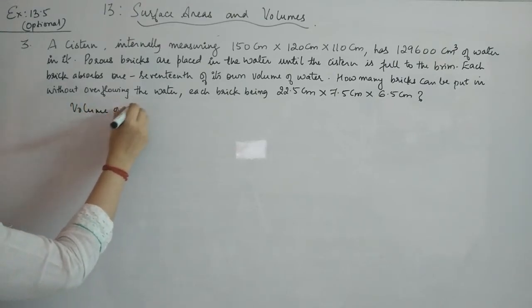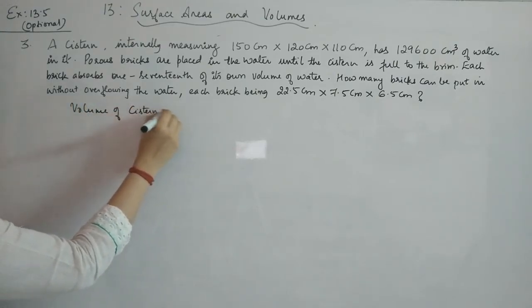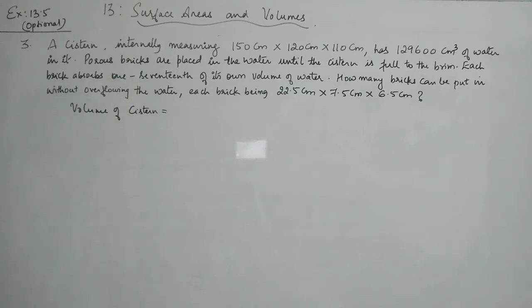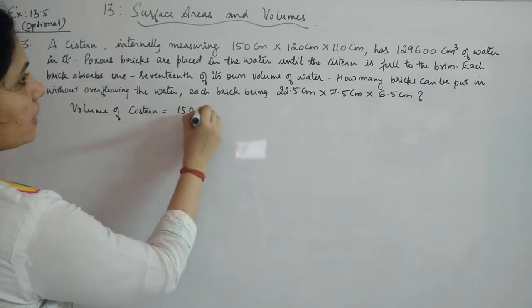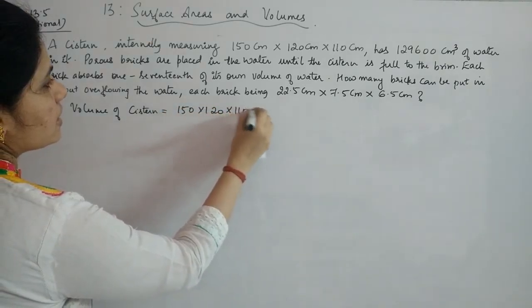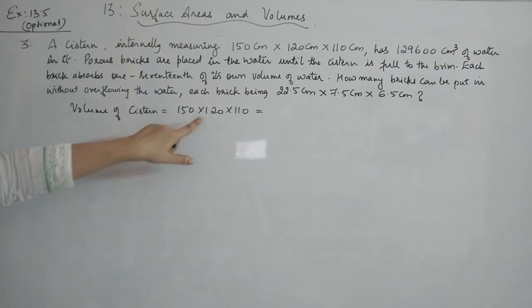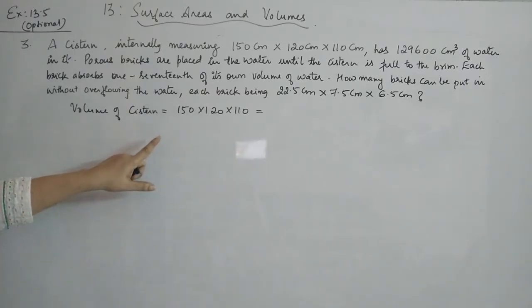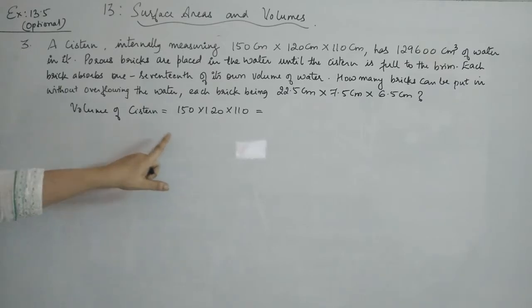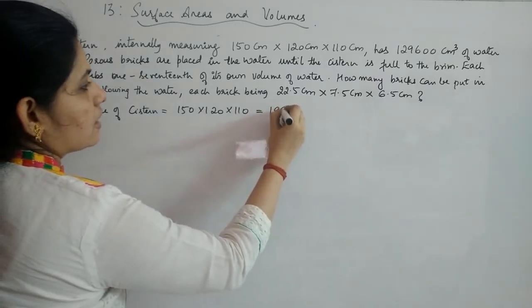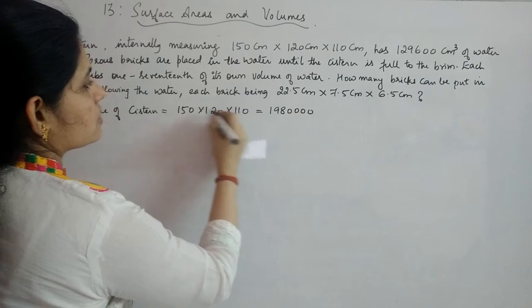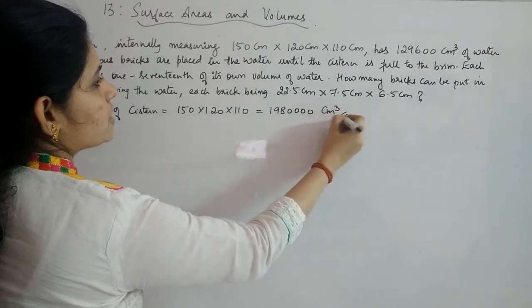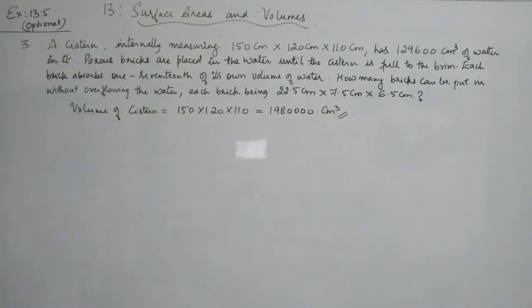Volume of the cistern will be, what is the dimension given as? 150 by 120 by 110. And how much are you getting? 15 into 12 into 11 will give you 1980. Remaining zeros you will get. So how many zeros? 4 zeros together with 198. So 198 followed by 3 zeros, in centimeter cubes, is the volume of the cistern.